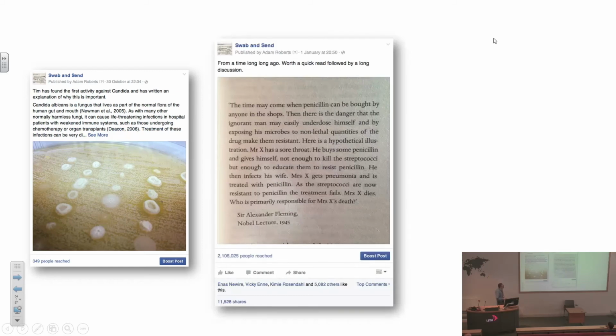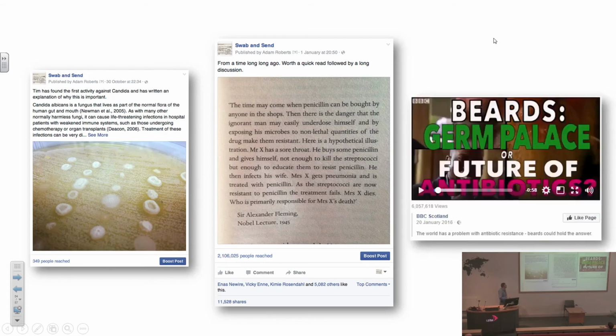And finally, I just want to go back to the website. You probably can't see this. This is just a post showing that we can get anti-Candida activity, and there were 349 people engaged with this post early on. And then a couple of other posts. This one on New Year's Day in 2016 got 2.1 million hits. And then this one, which was a bit of work I did with beards last year, got over 6 million views. So we've engaged over 8 million individuals with this project already in the space of the last 12 months, which is great news.